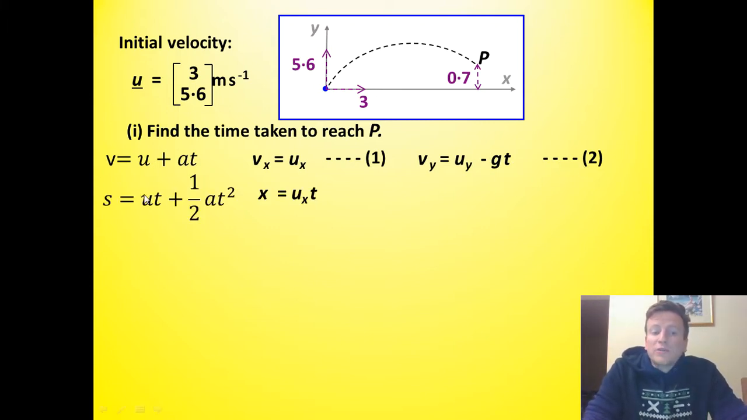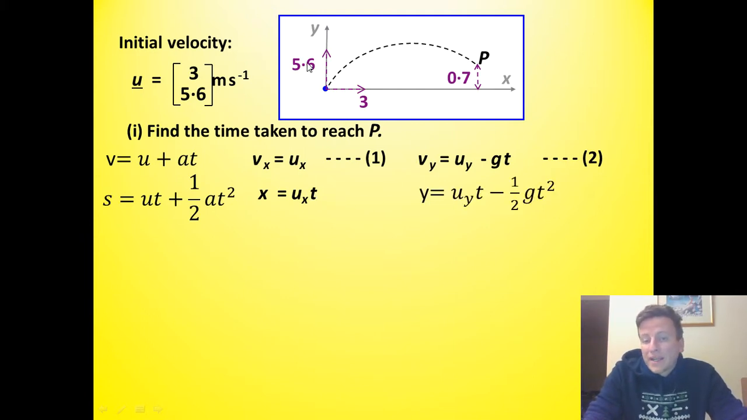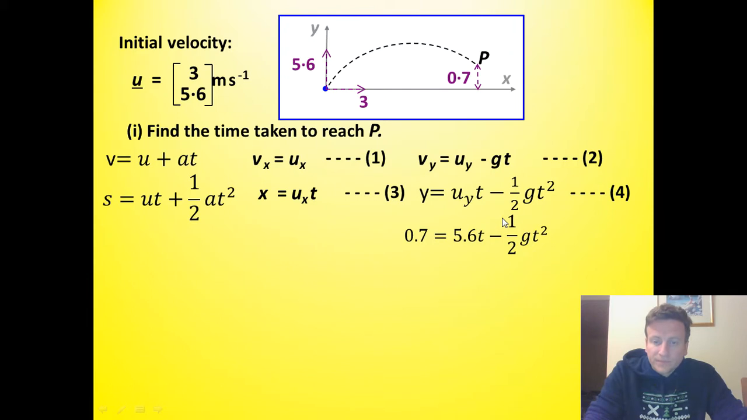We can also use s equals ut plus half at squared, and we can split this into x. Taking from the origin, we've got our x coming along here, and that's the distance it's moving. It's the initial speed in x, which in this case is 3, times the time, which we're not sure of yet. And in the y direction, we've got the initial speed in y times the time, take away a half gt squared. So we can class those as equations 3 and 4.